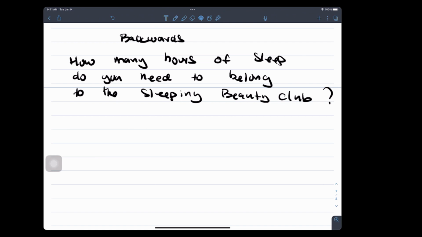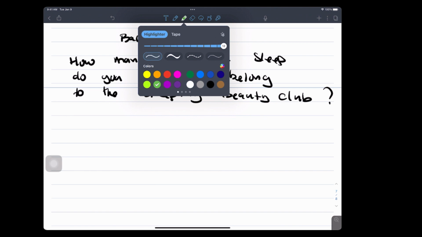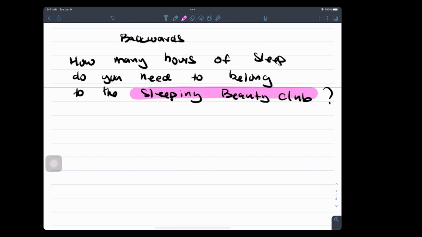Now, I got to highlight this. I got to be careful here, right? I don't know what color I'm going to use. Should we use pretty in pink? Pretty in pink. So notice what this is. They're asking, how many hours of sleep do you guys need to belong to this special club?